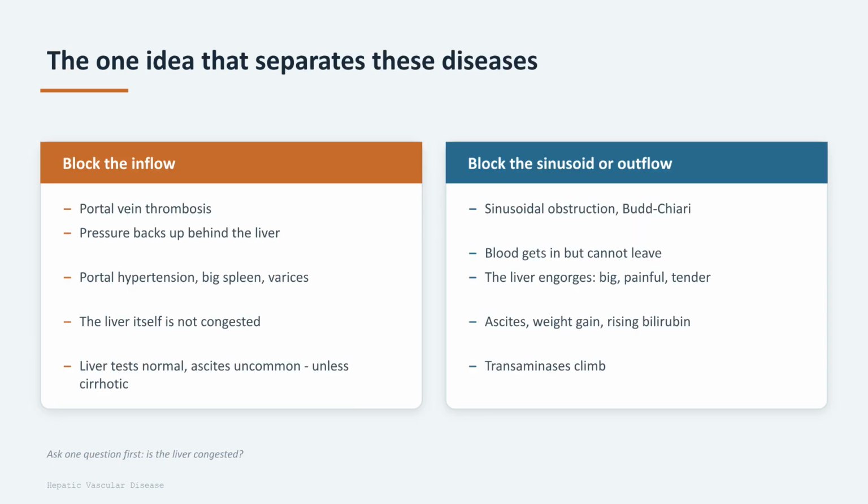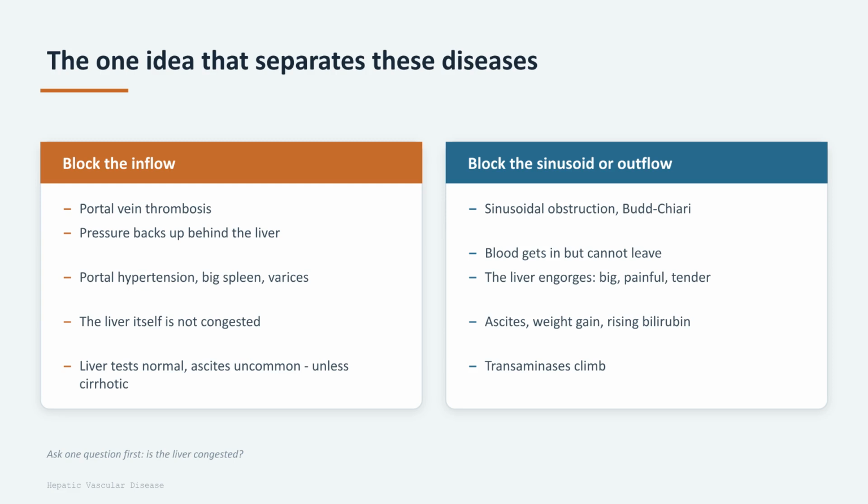This is the slide to remember. On the left, block the inflow, a clot in the portal vein. Pressure backs up behind the liver. You get portal hypertension, a big spleen, and varices. But look at the liver itself. It is not congested, so the liver tests are usually normal. And ascites is uncommon, but only if the patient is not cirrhotic. In cirrhosis, both of those flip.